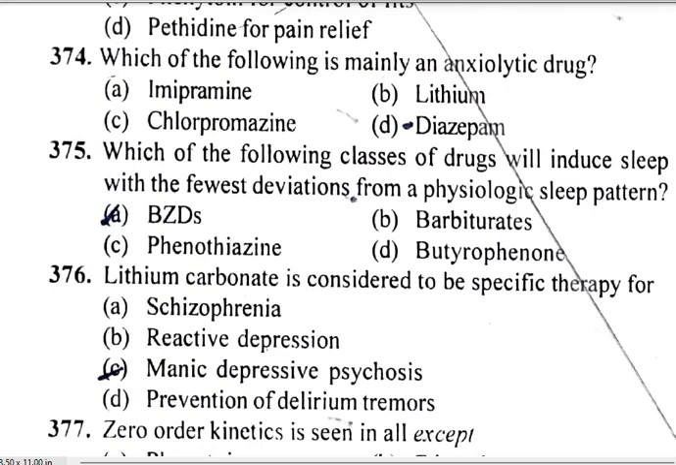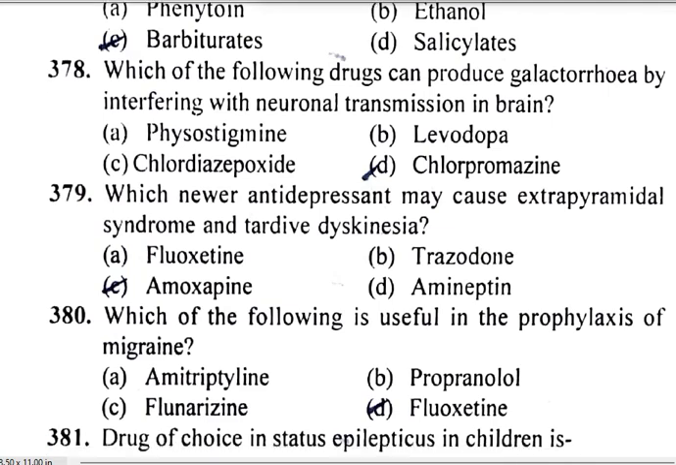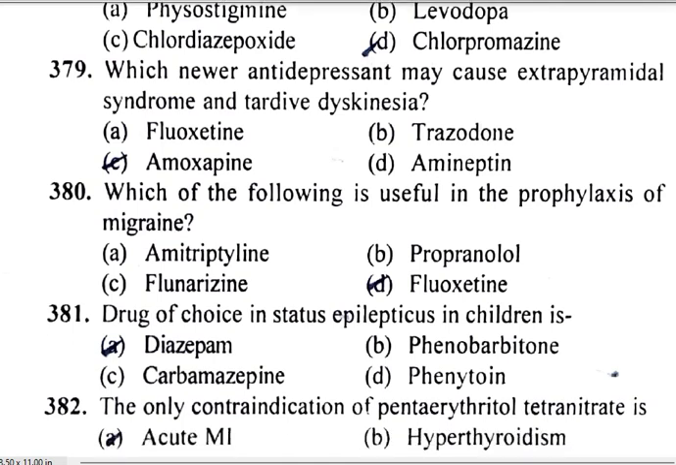Lithium carbonate is considered to be specific therapy for manic depressive psychosis. Zero order kinetics is seen in all except barbiturates. Which of the following drugs can produce galactorrhea by interfering with neuronal transmission in brain? Chlorpromazine. Which newer antidepressant may cause extrapyramidal syndrome and tardive dyskinesia? That is amoxapine. Which of the following is useful in the prophylaxis of migraine? Fluoxetine. Drug of choice in status epilepticus in children is diazepam.